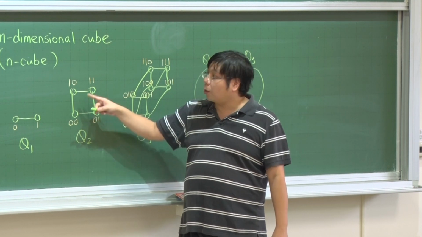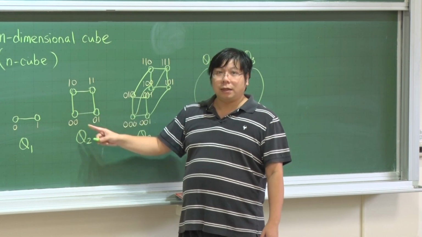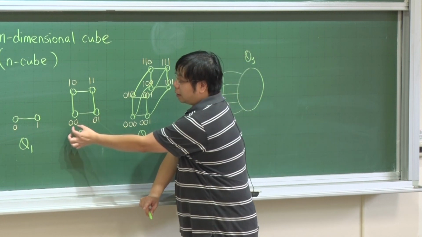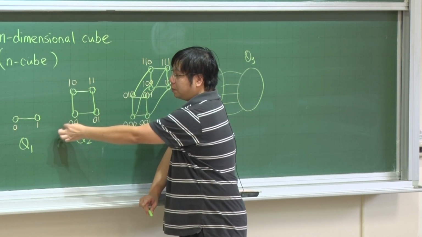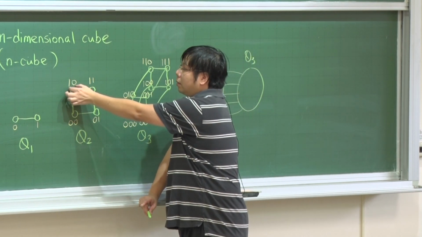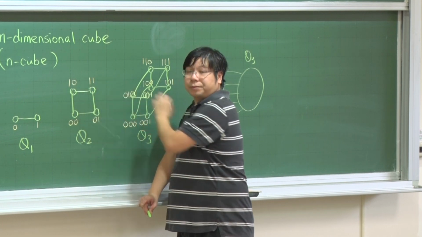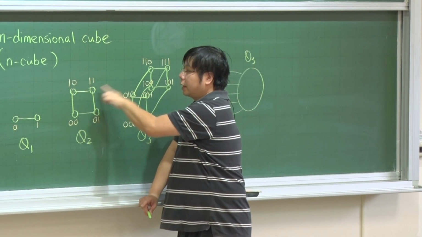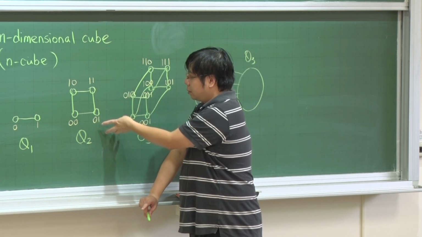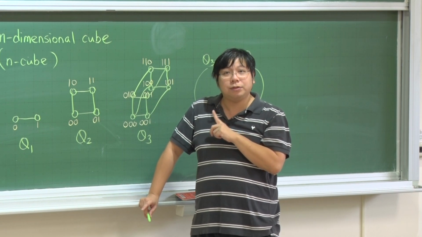And then we are joining 2 vertices together if the string differs by exactly 1 bit. You look at it, 0, 0, and 1, 0. You change this bit, you get 1, 0. Is that okay? 1, 0, and 1, 1. Is that okay? You're changing only 1 bit, and then you get this one. Is that okay? And then 0, 1, and 1, 0, it is just differed by exactly 1 bit. So this is some interesting result.